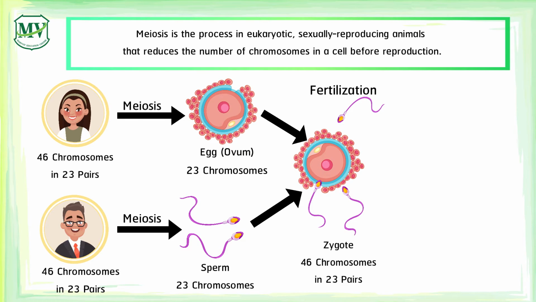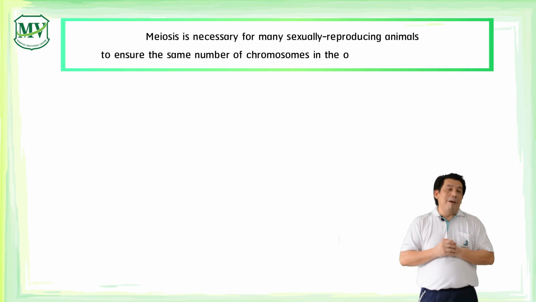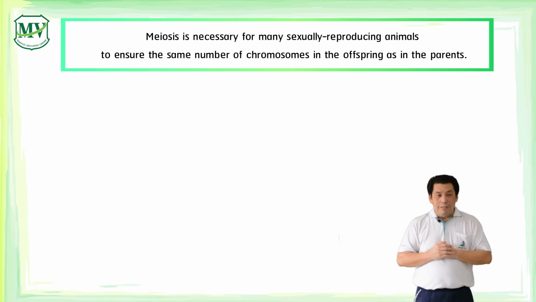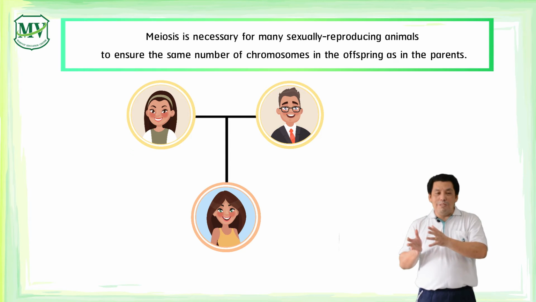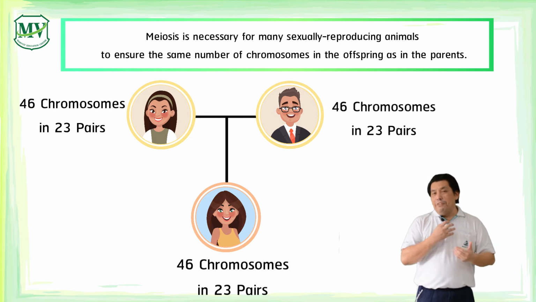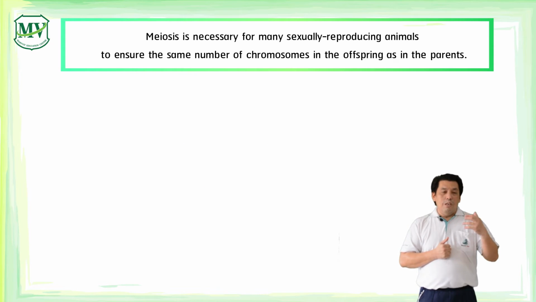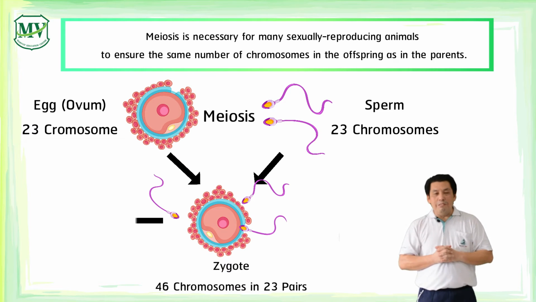Because the number of alleles is reduced during meiosis, the combination of two gametes will yield a zygote with the same number of alleles as the parents. Meiosis is necessary for many sexually reproducing animals to ensure the same number of chromosomes in the offspring as in the parents. The act of fertilization includes two cells fusing together to become a new zygote.